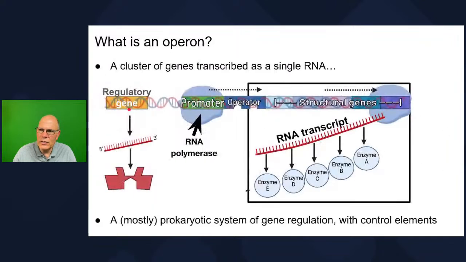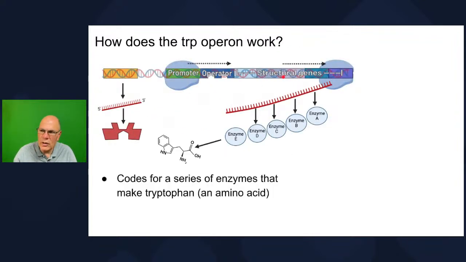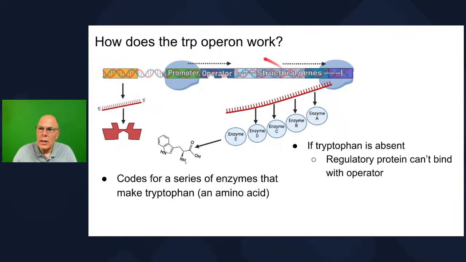So that means this is inside a bacterial cell. This is the DNA of the bacterial cell. So it codes for a series of enzymes that make tryptophan. And if tryptophan is absent, if there's no tryptophan in the environment, then there's a regulatory protein. Here it is over here. It's made by the regulatory gene.